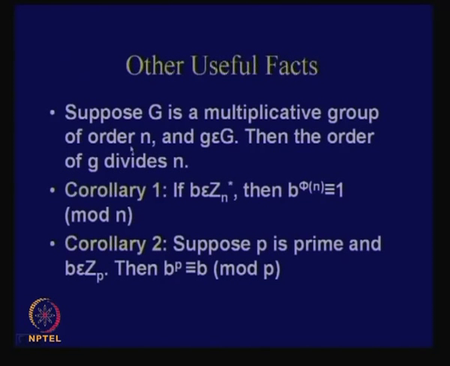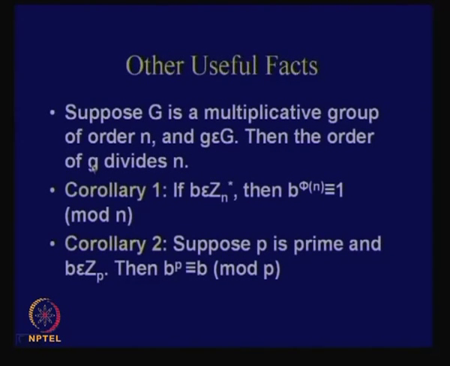Suppose G is a multiplicative group of order n, and g belongs to G. So assume that G is a multiplicative group and has got order n. Order n means that the number of elements is n. Then the order of g will actually divide n. So what is small g's order?